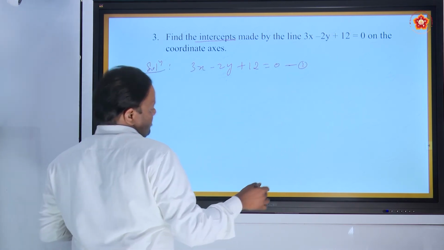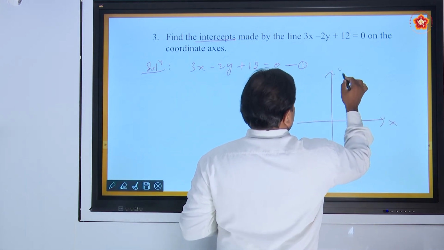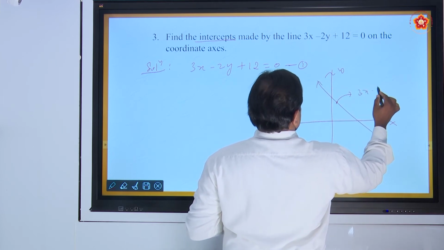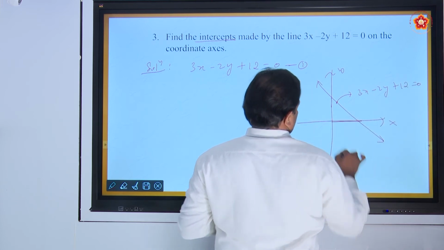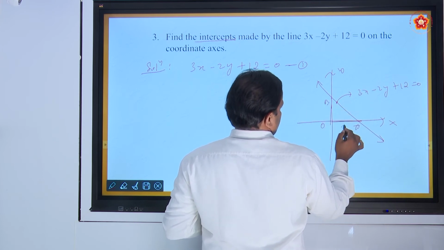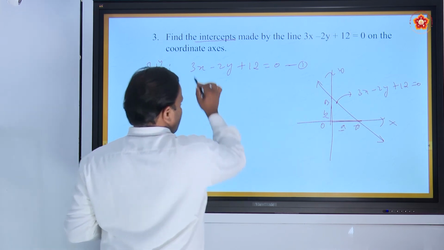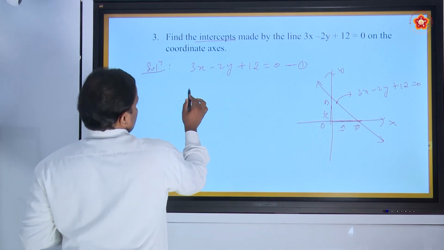So coordinate axes means here x axis, y axis, and this is the line. The line equation is given here, 3x minus 2y plus 12 equal to 0. You have to find the x and y intercept. Take a here, b. You have to find a and b, correct? This is the question. Very simple. This is the general equation. You have to convert it into intercept form. How? What is the process?